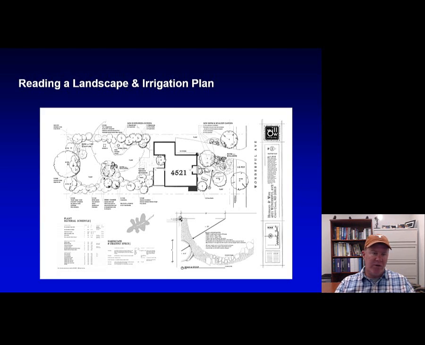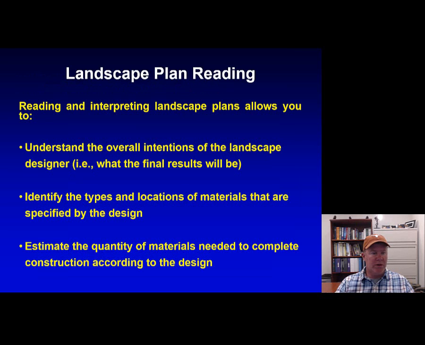Again, let's go ahead and get started. This is entitled Reading a Landscape and Irrigation Plan. It's been approved by the North Carolina Irrigation Contractors Licensing Board for 1 hour of irrigation hours. So we get some irrigation hours here.